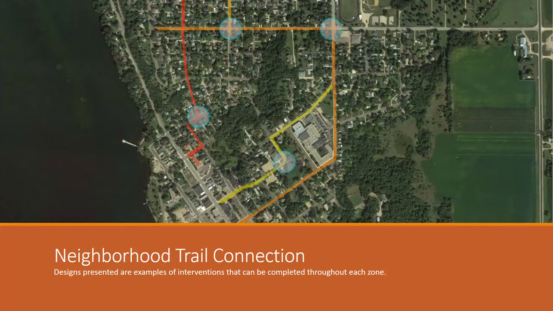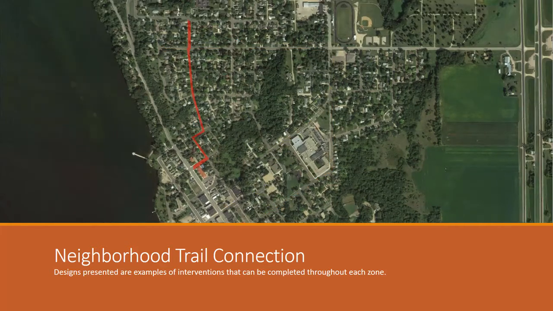Now, every design that I'll be showing you is an example of interventions that can be completed throughout each zone. Here's Zone A, a typical neighborhood street, which I'll dive into shortly. Zone B is stretching to the hospital. Zone C is an outskirt loop that goes around the town, connecting it all together. And then Zone D is through the school, bringing that all together.